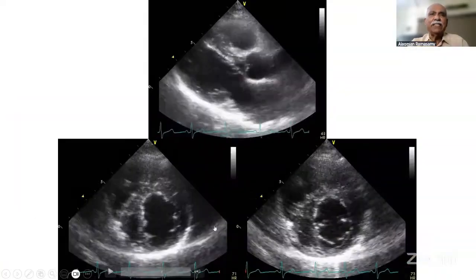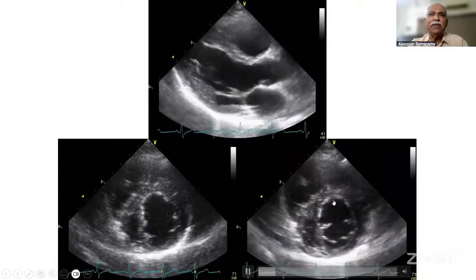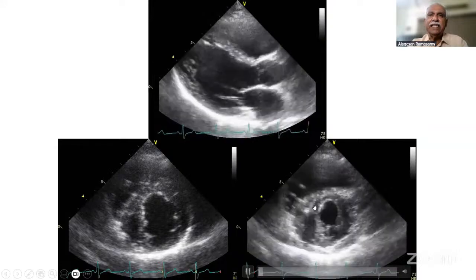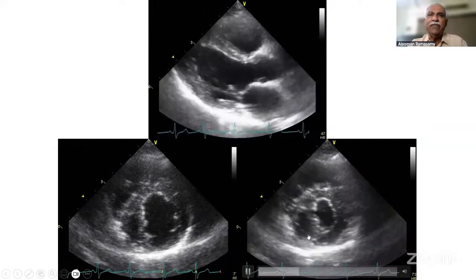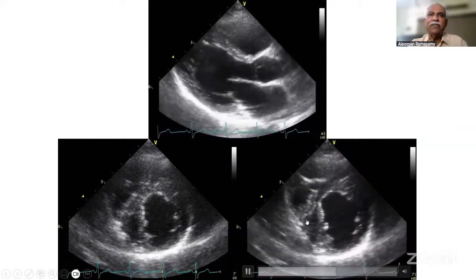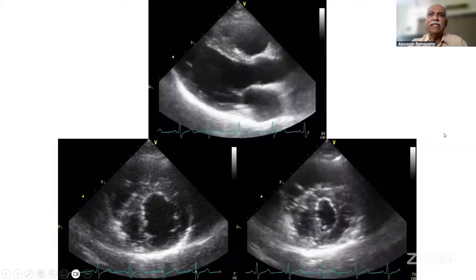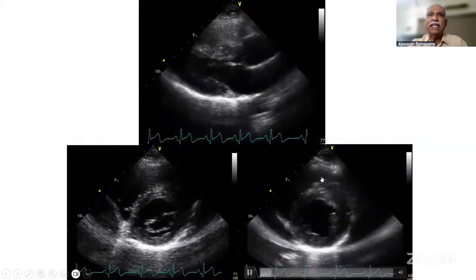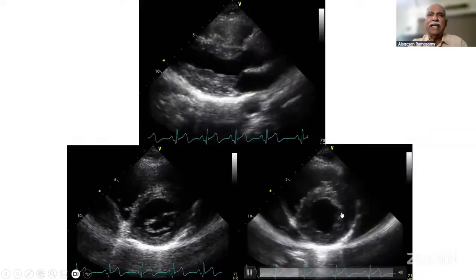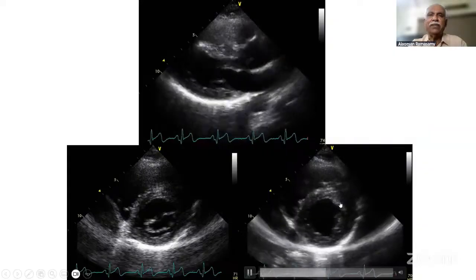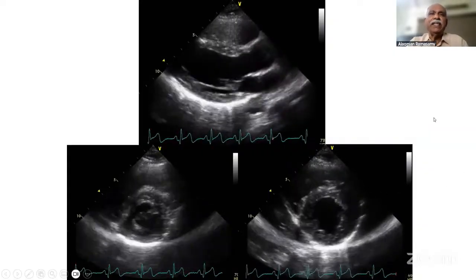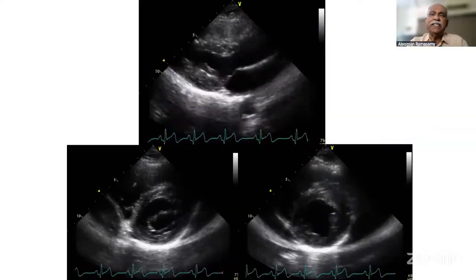Uncommonly, there can be some cases where the hypertrophy occurs in few segments only. Here you can see the inferior septum and the inferior wall alone are hypertrophied. All the other segments are normal in thickness. This is another patient where the anterior septum and the anterior wall alone are markedly hypertrophied. So the hypertrophic cardiomyopathy pattern can vary depending upon the expression of the gene.